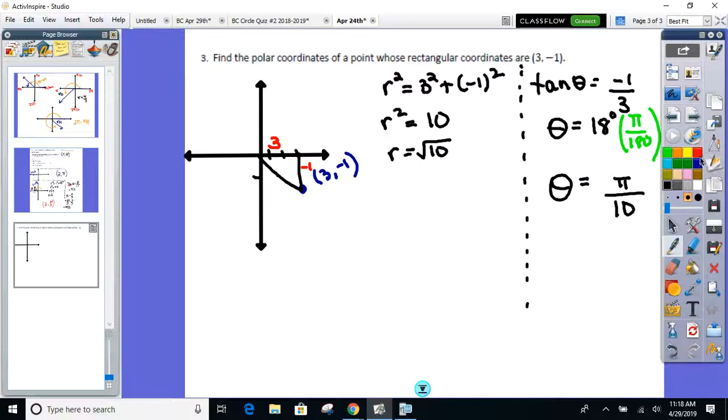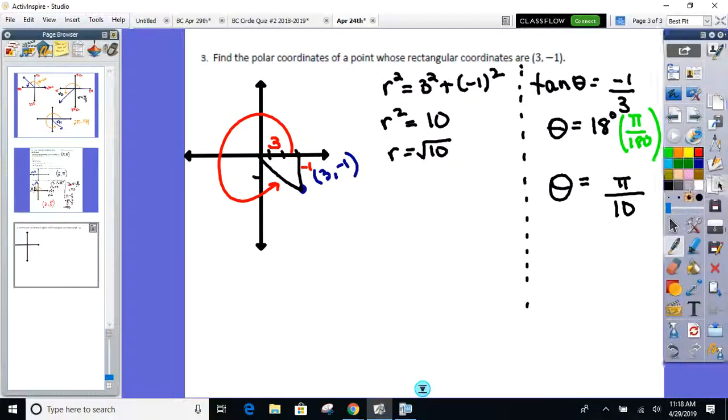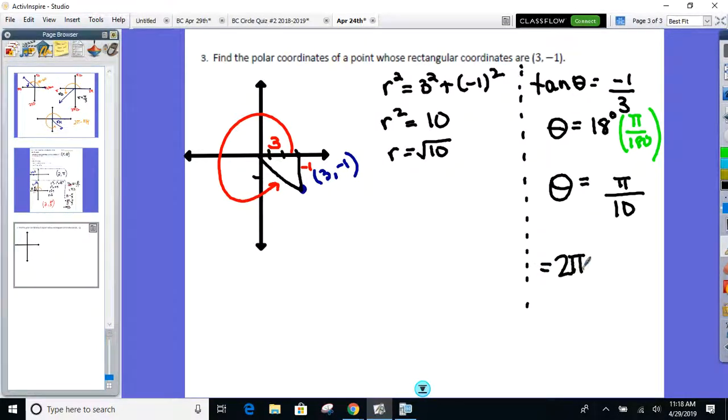Who's digging deep here now? Now that that's the reference angle, pi over 10. Woo! How do you find the big angle? That's the one I need to put into my coordinate now. You got it. What do we have? 2 pi. It's in the fourth quadrant. 2 pi, add it or subtract it to pi over 10. Minus pi over 10.